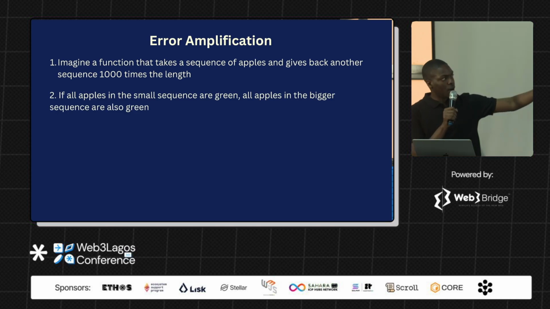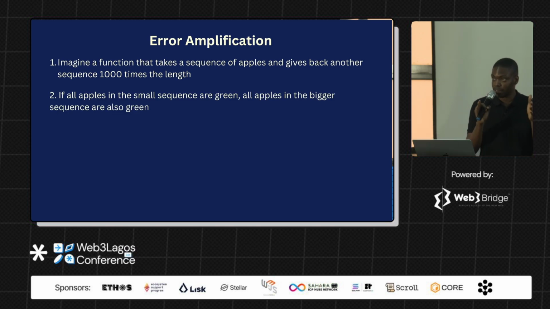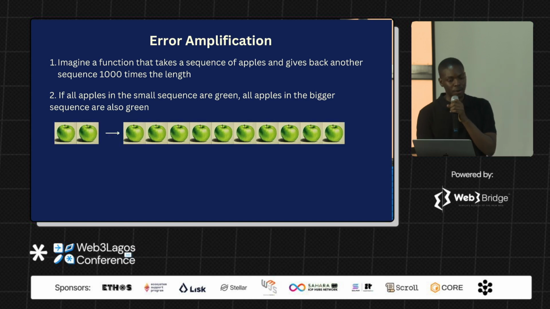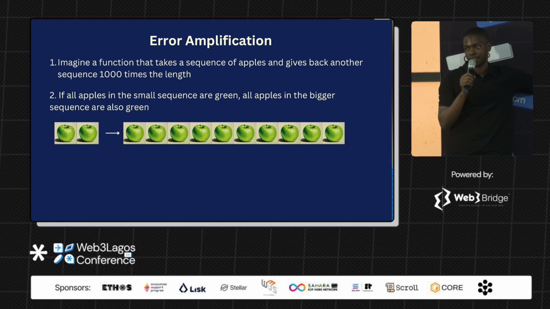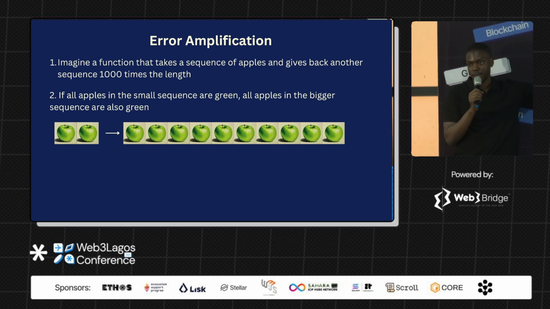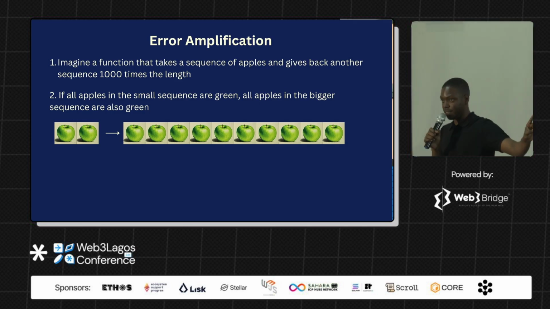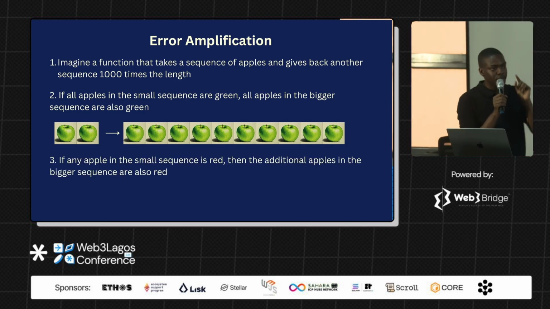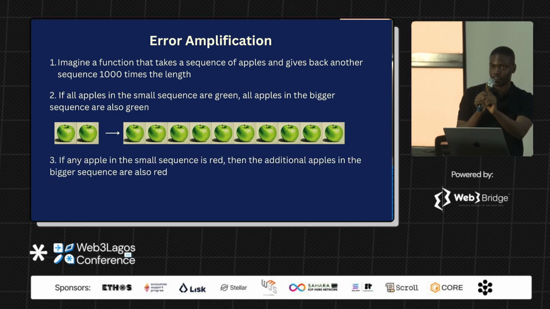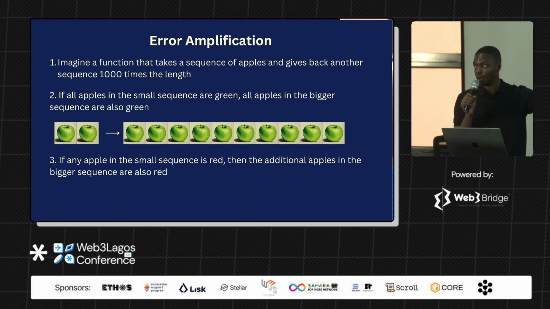So if all apples in the small sample, that's the initial bag, if everything is green, then the additional apples we're adding are also going to be green. Cool? So I'm going to give you a visual. So let's say this was the small bag. You can imagine that this is like 14, right? And then this is the big one. You can imagine that that's like 14K. You can see that everything is still green. Does this make sense? Now, if even a single one is red in the initial sample, we are going to add only reds. Only reds.